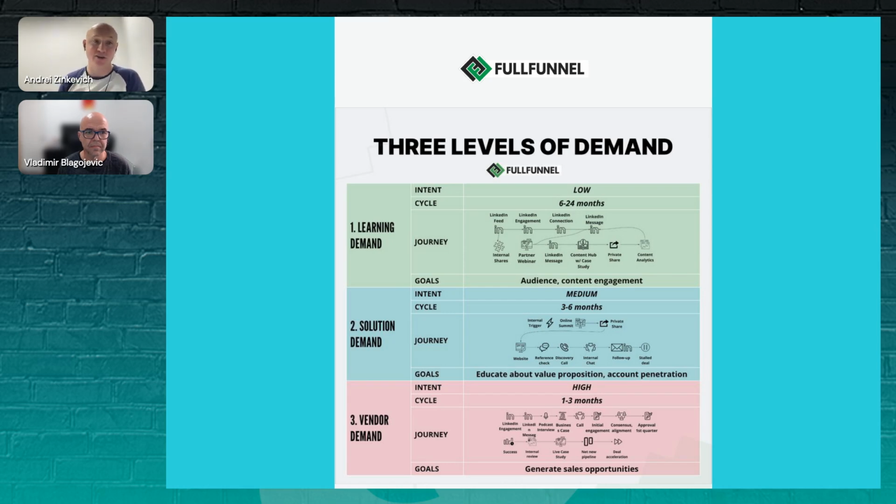So maybe, Vlad, let's start with the first one, with the learning demand. Absolutely. So basically what you see here, we have an overview of 3 levels of demand that your buyers go through. And for each of them, we have the level of intent, sales cycle length, how the journey might look like, and what are your goals to reach the buyers at the intent at this level. So the first one is learning demand. It is simply to say that if you look at your buyers, they are not buyers for the majority of the time. They are just dealing with their work, and they have a demand for content, demand to learn, become better at their work, at their job. And so this is what we call learning demand.